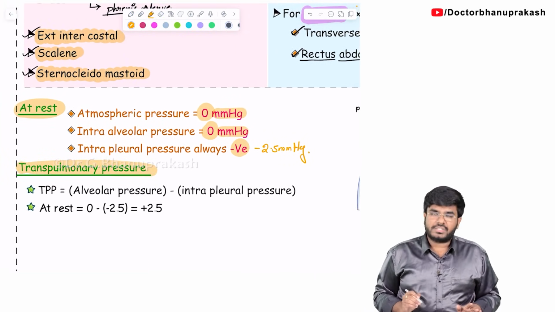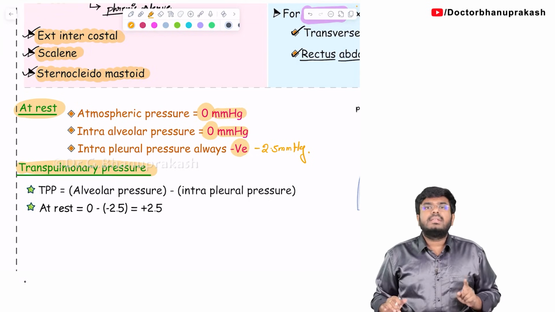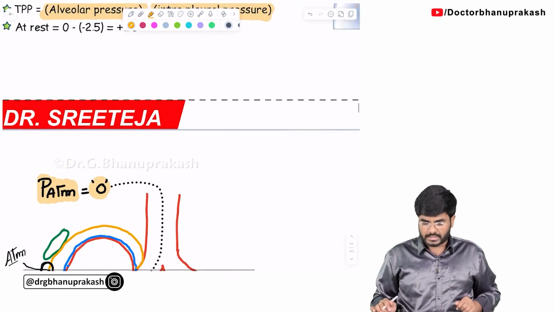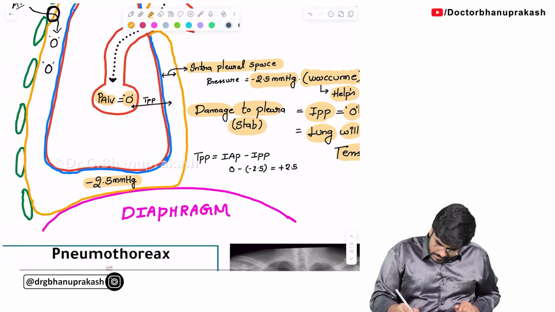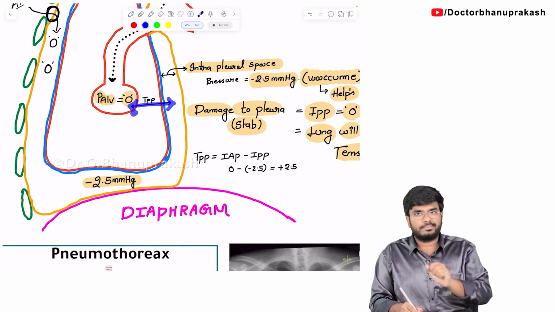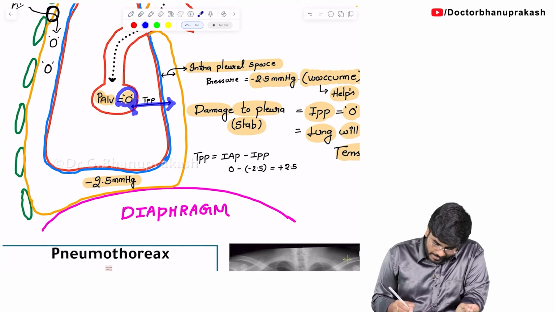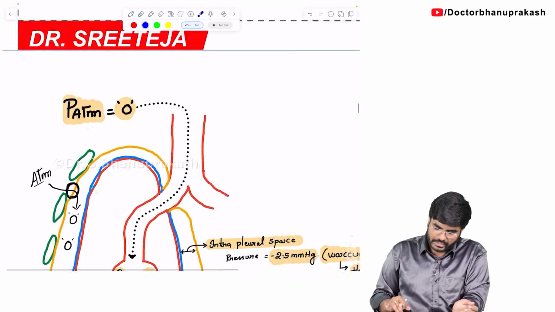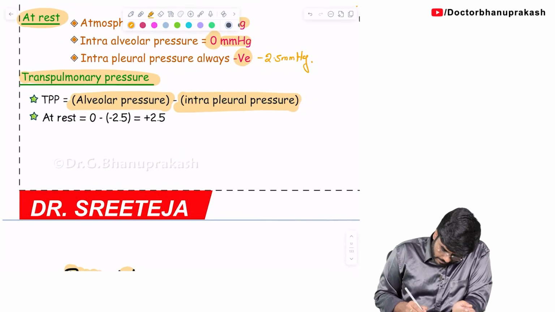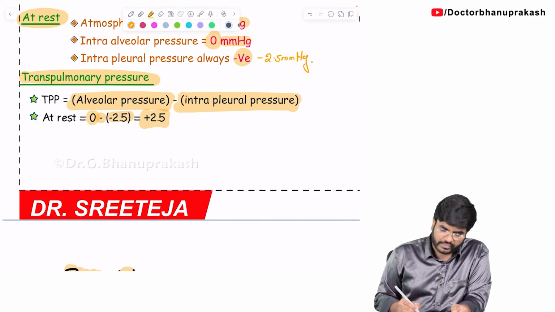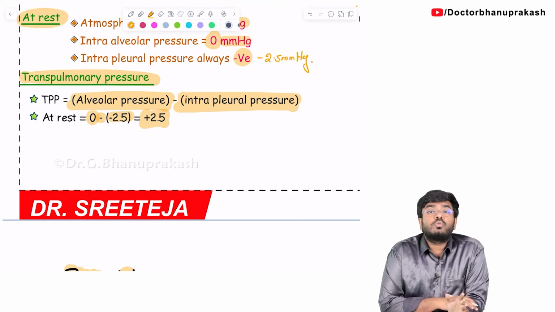Next up, what is the transpulmonary pressure, guys? See, transpulmonary pressure is the difference. Trans means difference. The difference in intra-alveolar pressure minus intrapleural pressure. Just look at this diagram. Here, this is the transpulmonary pressure. The difference between intra-alveolar and intrapleural is 0 minus of minus 2.5. Minus of minus will become plus. So here it is plus 2.5. The transpulmonary pressure is plus 2.5.